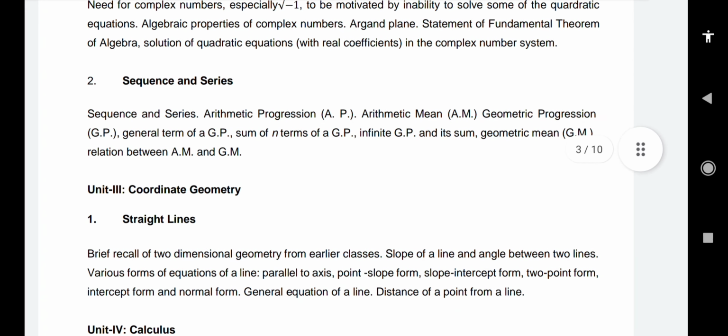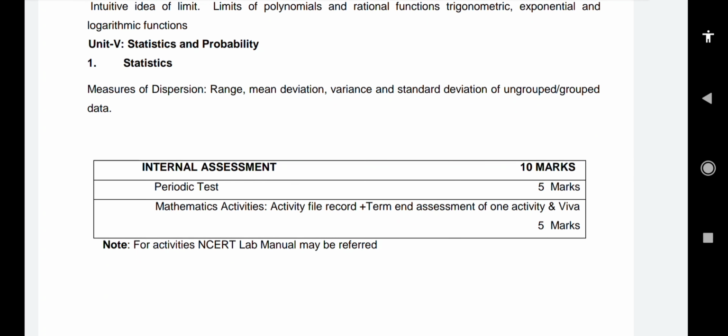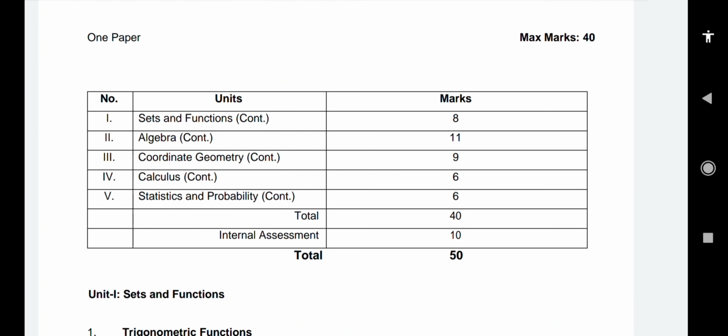This will be coming for the first term, and in the second term it will be completely based on probability. So here you have internal assessments. You can see a periodic test which is for 5 marks, and the mathematics activities which has the activity file record plus term and assessments of one activity, and the viva in your class which is conducted. So it is for 5 marks.